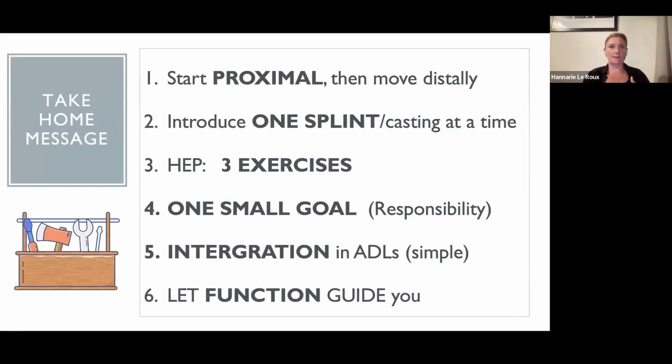Introduce one splint or casting at a time. Don't throw 2 splints at a patient. One splint, next week they can get their night splint or their day splint. One at a time. Home exercise programs, 3 exercises. Choose 3. Next week you can change it if he's done well. There's one small goal that you need to give the patient every week.